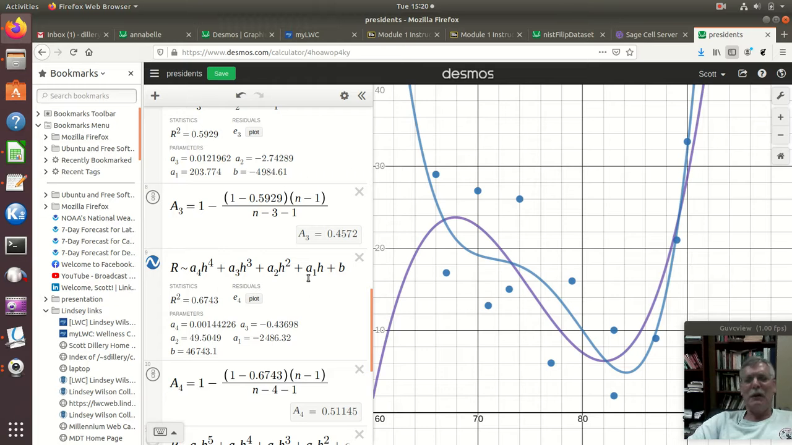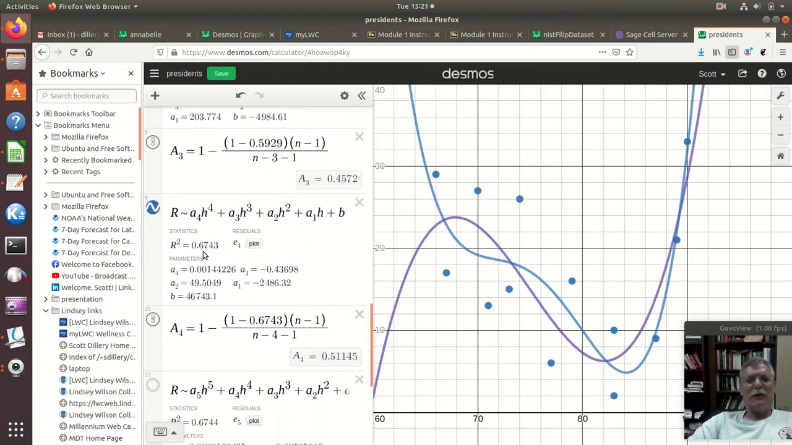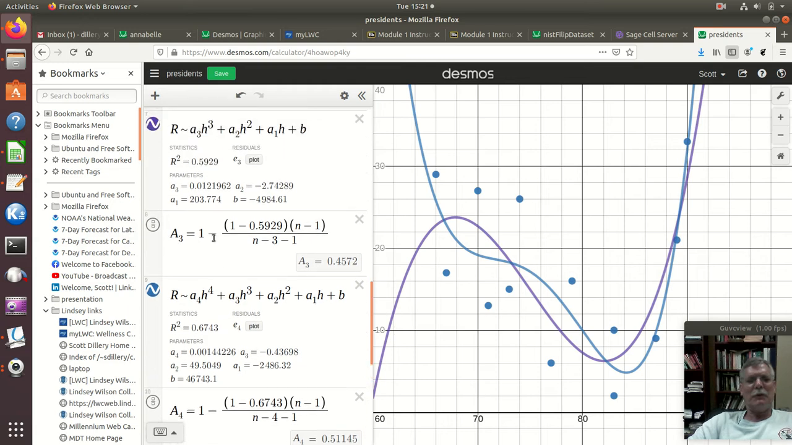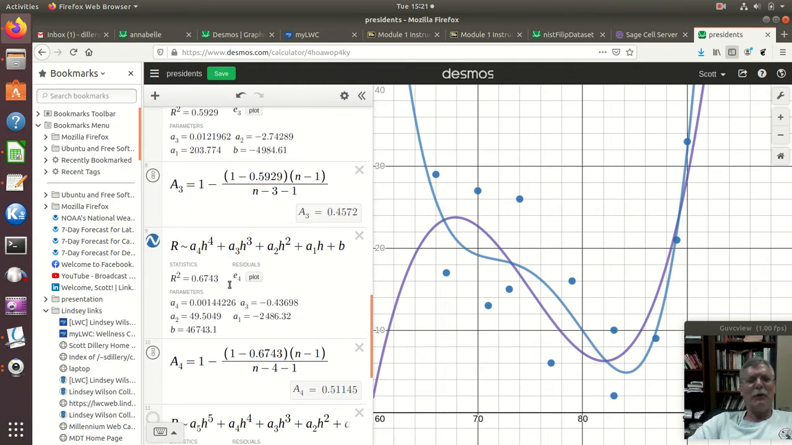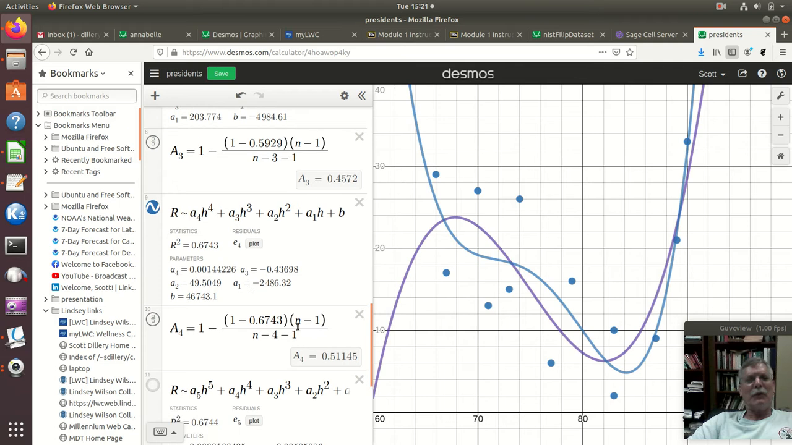So there's my fourth degree polynomial. We get an R squared of 67. Here it was 59%. Now we're at 67%. And again, the adjusted R squared went up a little bit. It went from 0.457 to 0.511. So yeah, okay, that looks good. We go with a fourth degree polynomial.